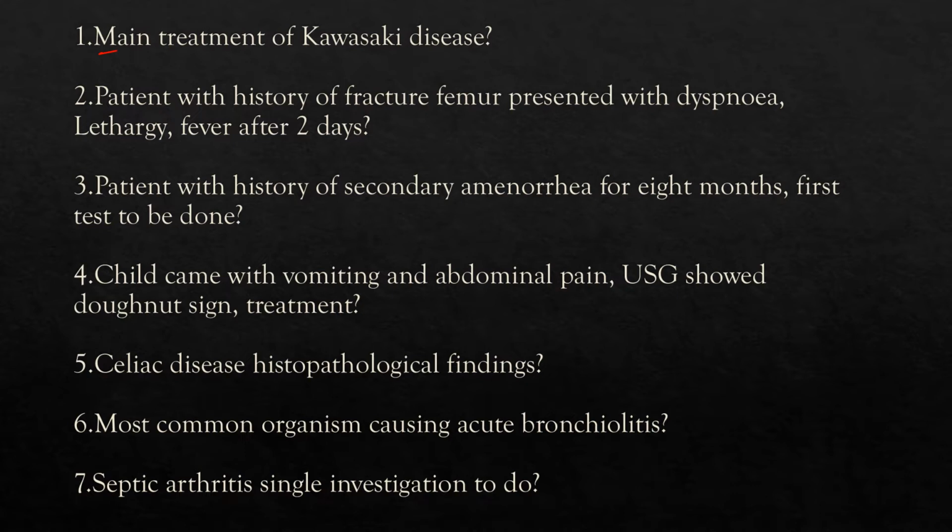Again, the treatment is that we should treat the child as soon as possible, because one of the complications usually seen in Kawasaki disease is coronary aneurysm. To prevent this, we usually give IV immunoglobulin in these patients. So in this question, it was asked which is the main treatment of Kawasaki disease, and the answer was IV immunoglobulin. This should be given within the first 10 days; only then will it reduce the risk of coronary artery aneurysm. So that was the first question.